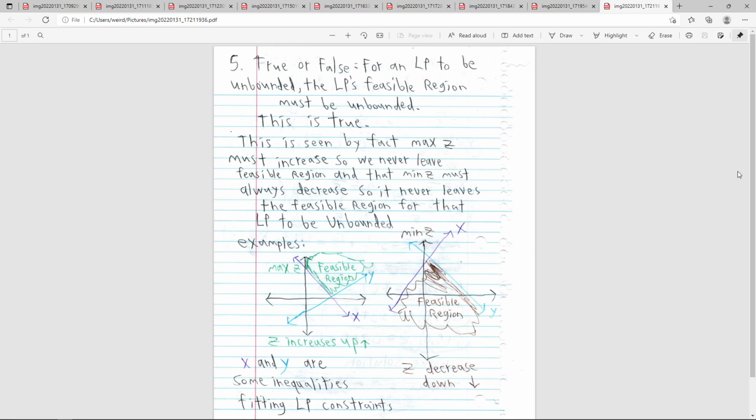And finally, let's just do a quick true or false. For an LP to be unbounded, the LP's feasible region must be unbounded. This is a very true statement, as you saw in that example as well. It makes sense somewhat just thinking about it, and it's true in every case. It is stated by the fact that max z must increase so we never leave the feasible region, and that min z must always decrease so it never leaves the feasible region, for that LP to be unbounded. So basically, it can't leave the feasible region, is the big idea.